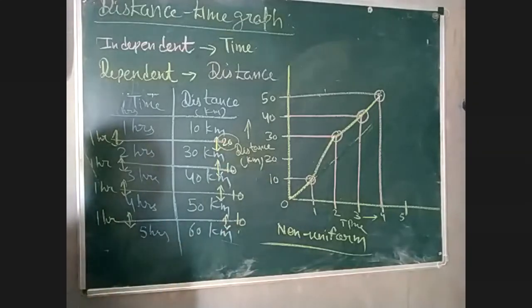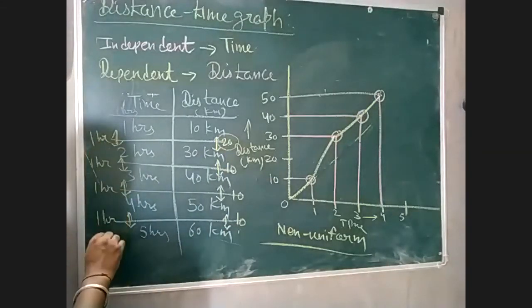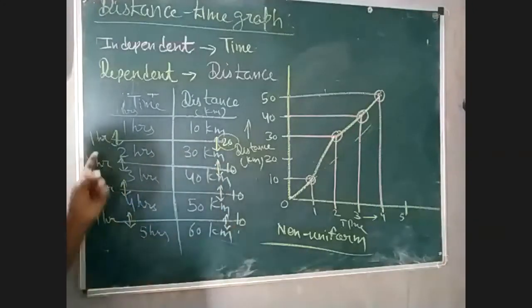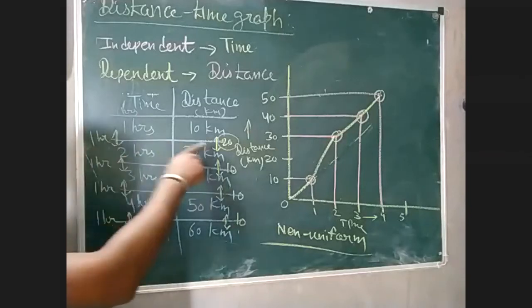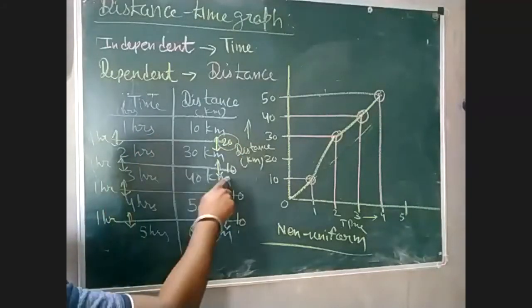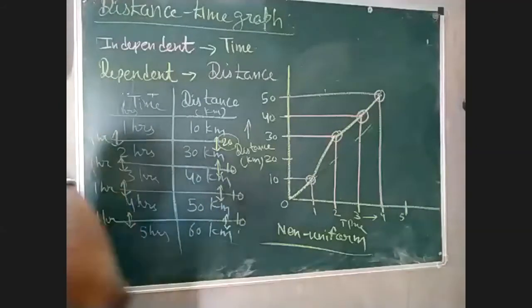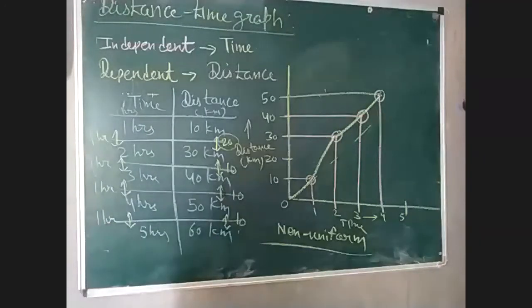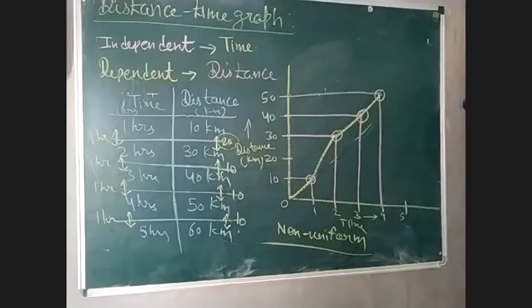Here the difference is 20, but here 10, 10, 10, but still it will be non-uniform, because equal intervals of time are there, but the distance covered is not equal in each interval. In the first hour the body covers 20 kilometers, in this 10, in this 10, in this 10. So that means it's not uniform, it's non-uniform motion. So this is the way we can identify the type of uniform and non-uniform motion, right?